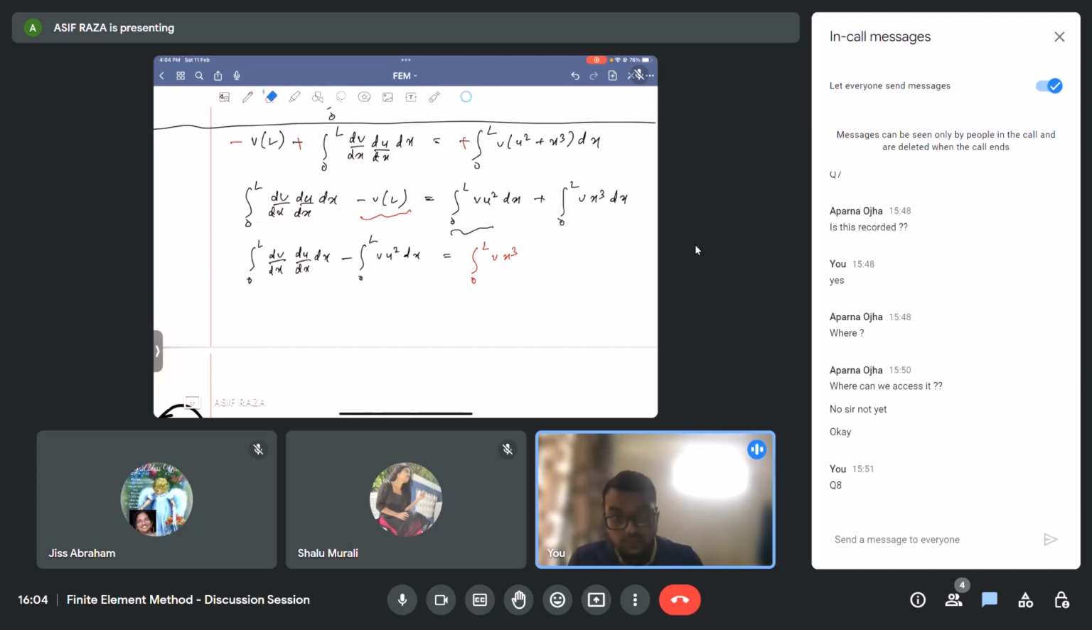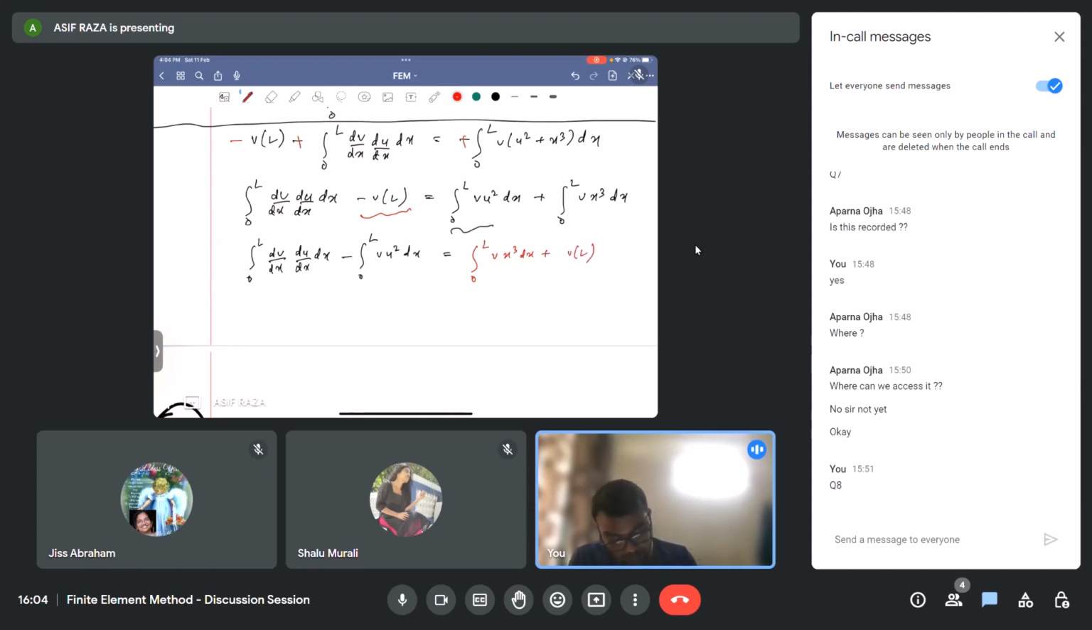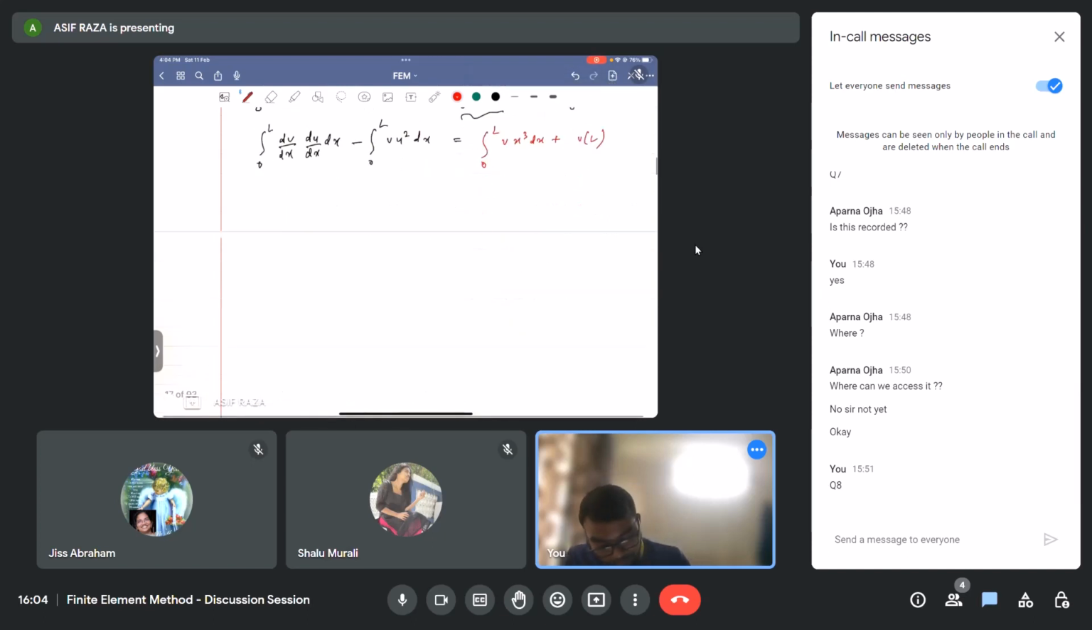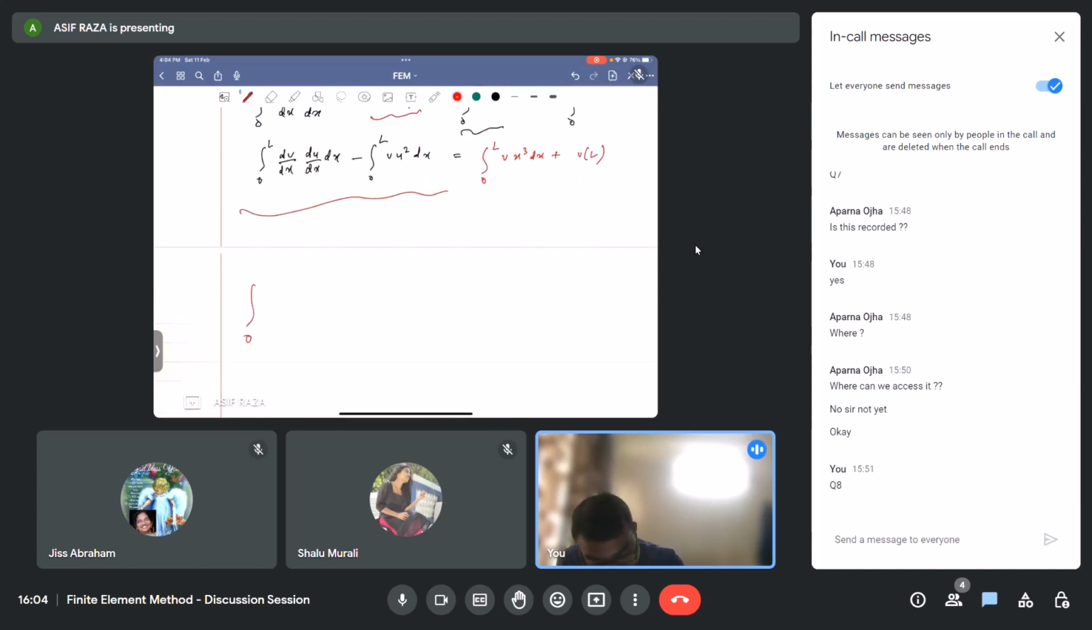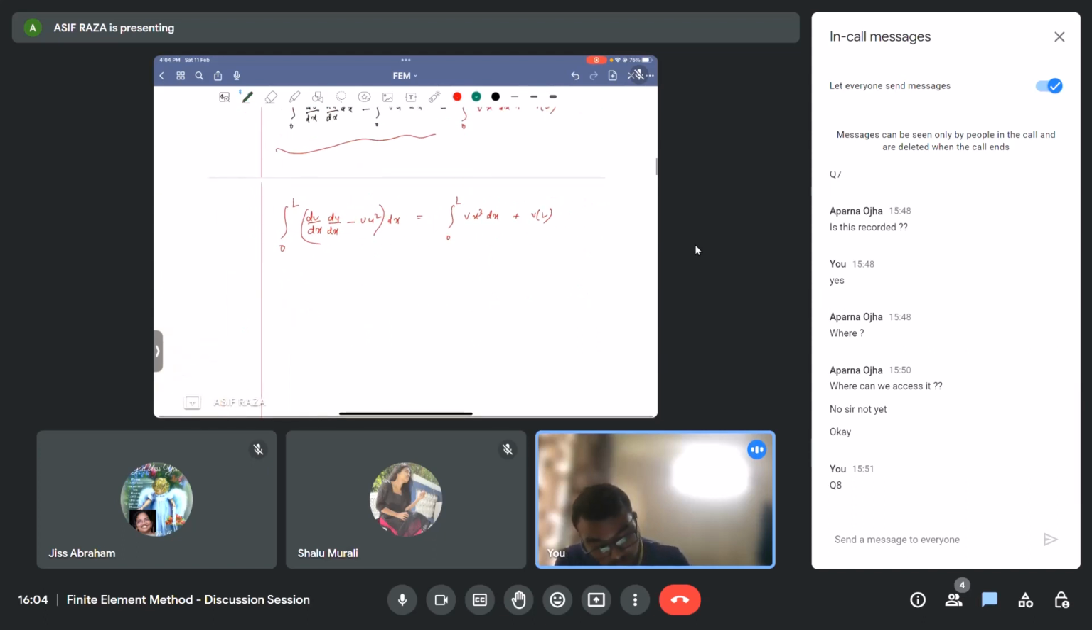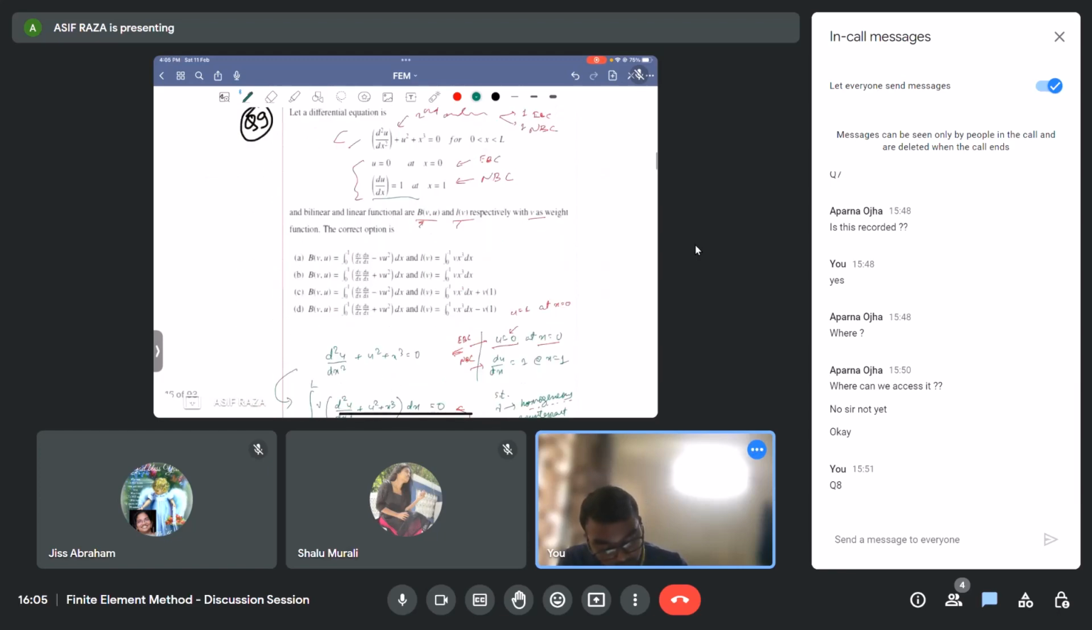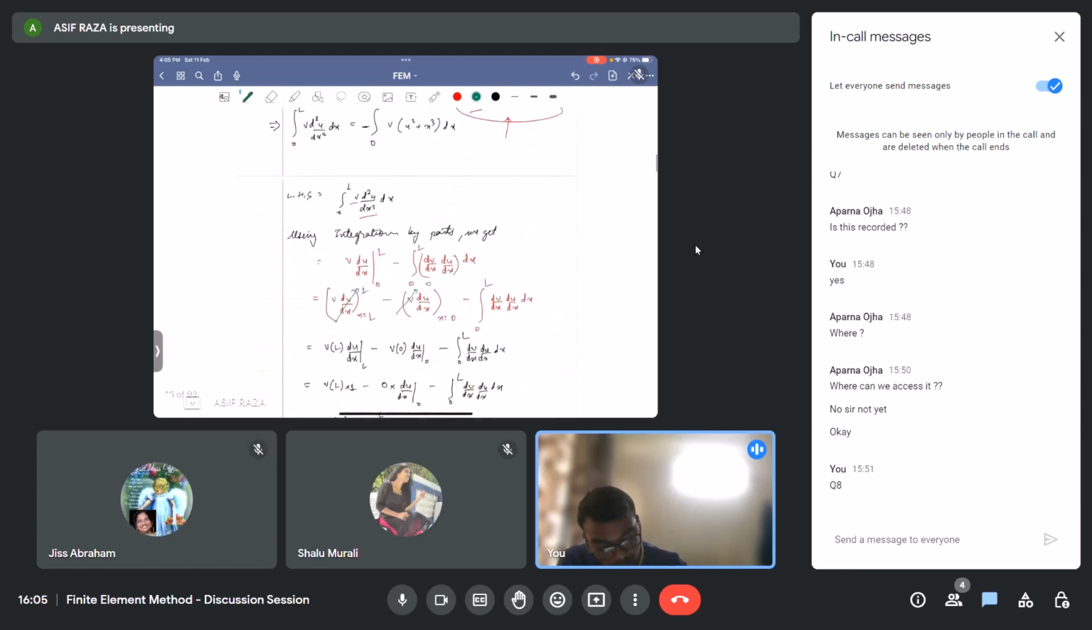So we have now this, plus V of L. This thing can be written in a compact form as integral 0 to L of dv by dx du by dx minus V u square dx equal to integral 0 to L V x cube dx plus V at L. So now you can observe this term is dependent on U and V, and these terms are dependent on V. So as asked in the question, we need to find the bilinear term B and linear term L.